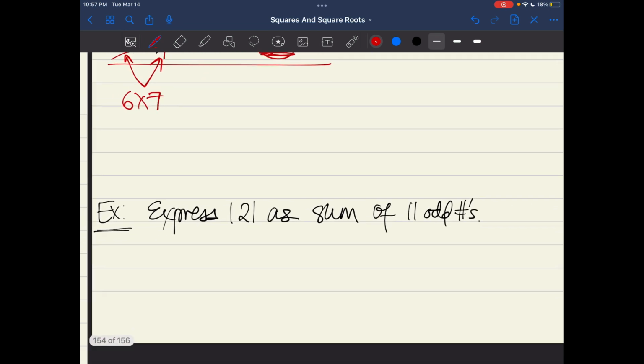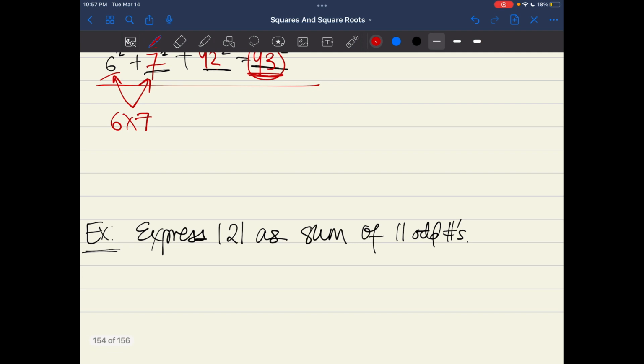Now let's move on to the next question. It says express 121 as sum of 11 odd numbers. Again, we did cover this topic in this very video, so you can probably just go back in the video and see how you can express a square as a sum of consecutive odd numbers. But for this one, 121, which is 11 squared, how can you express it as sum of 11 odd numbers?